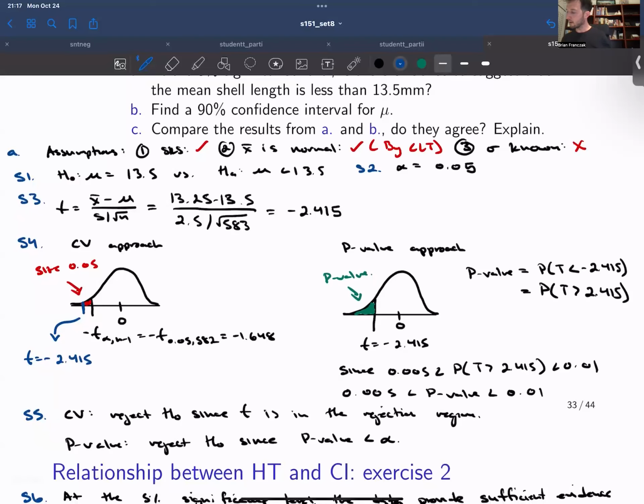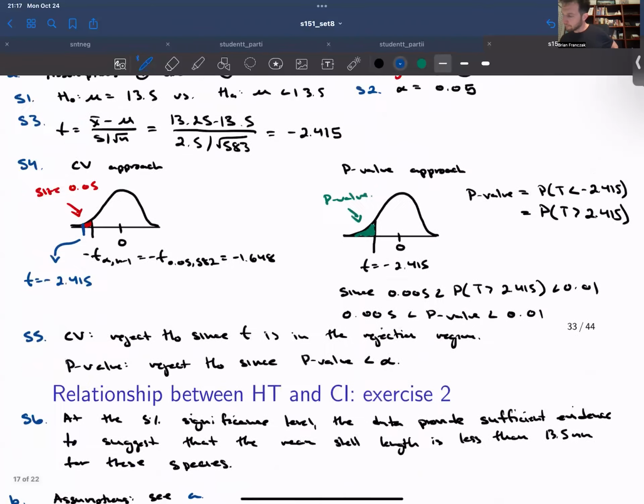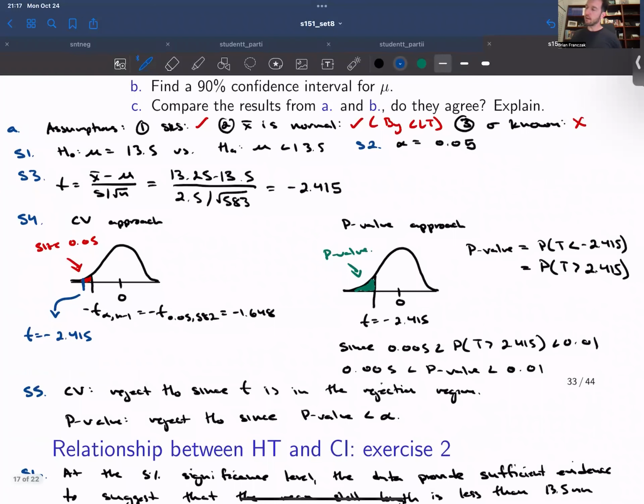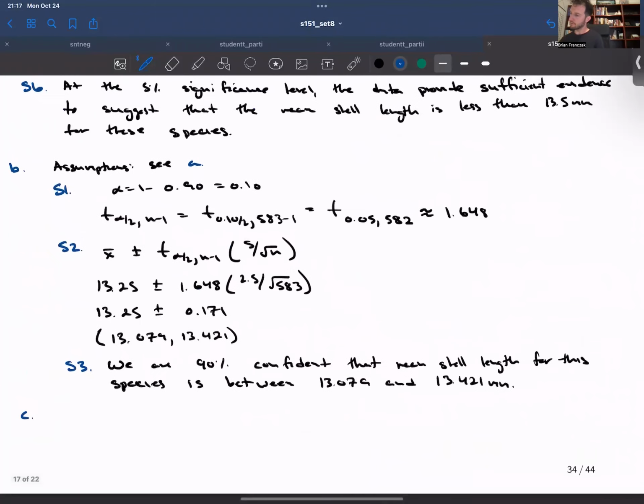Now in part C, it says, compare the results from A and B. Do they agree? The result from A is saying that there is evidence that the mean shell length is less than 13.5. So A says evidence mu is less than 13.5.